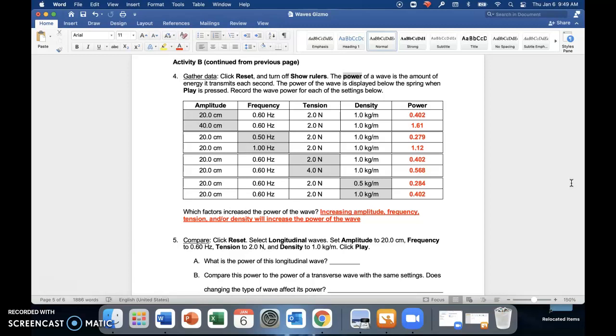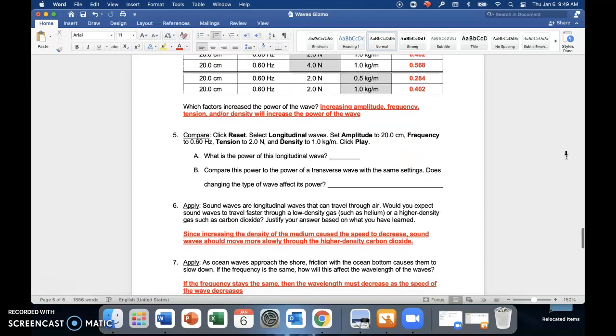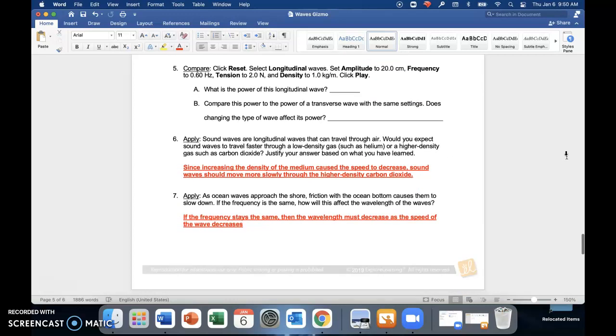Okay, so that is something I wanted you to make sure to understand, the effect that each of those properties has on power. From that, you should have been able to go down here and answer questions 6 and 7. Again, I wanted to go over these because of what I had mistakenly told you in class previously. If we look at the first one, sound waves are longitudinal waves that can travel through air. Do you expect sound waves to travel faster through a low density gas or a high density gas?